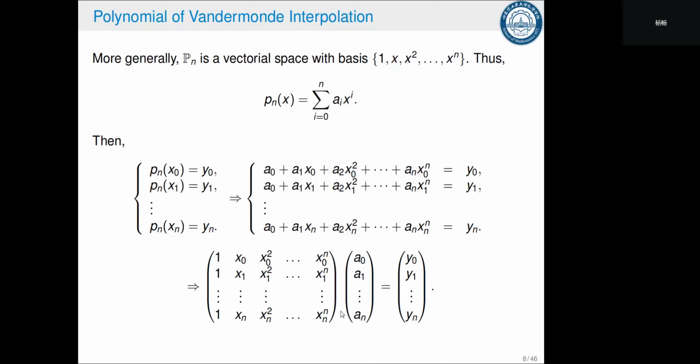And from linear algebra, a very famous consequence for such a problem is that if this matrix is invertible, or in other words, if this matrix is not singular, then this linear system provides a unique solution, that is A0 to AN. I repeat, if this matrix is not singular, then it provides a unique solution, A0 to AN.